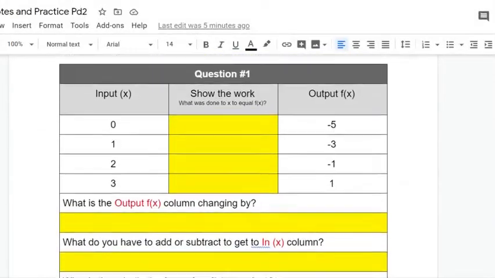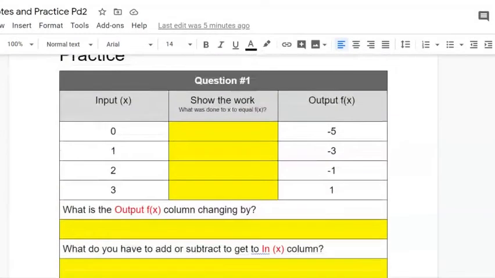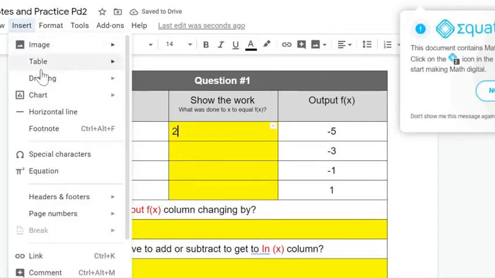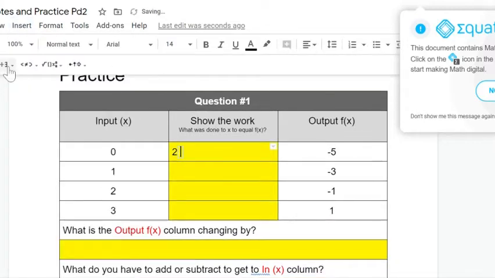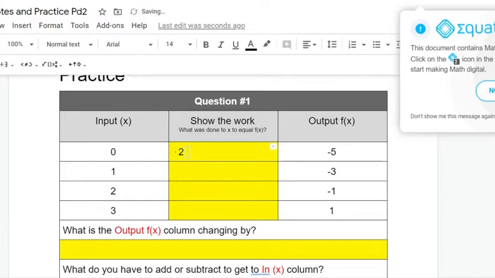So looking at our first one, as you can see, I did change it a little bit. We have 2 additional questions, but let's get into it. So we said that we were going to look at the output, and we're going to figure out what is it changing by. So I go from -5 to -3 to -1 to 1. So immediately I realize I'm going up by 2. So 2. I'm going to insert my fancy multiplication sign again because I cannot stand the x, guys. It looks crazy.